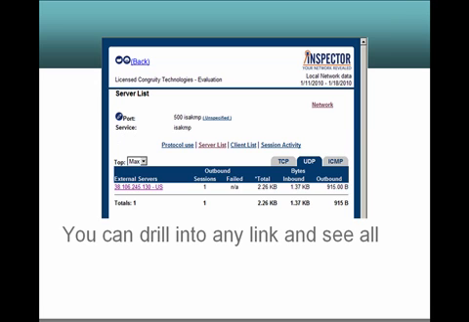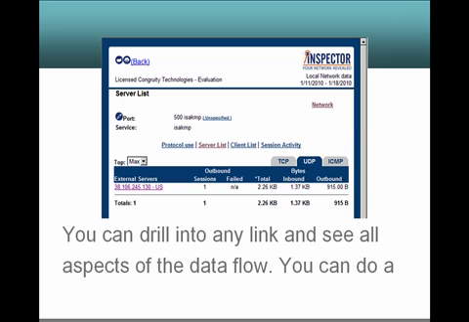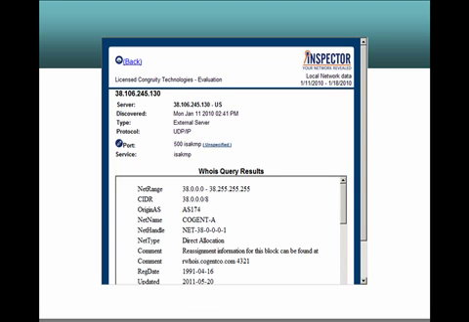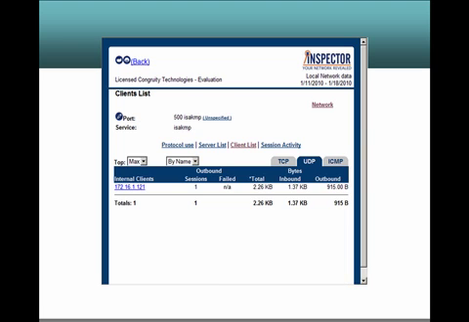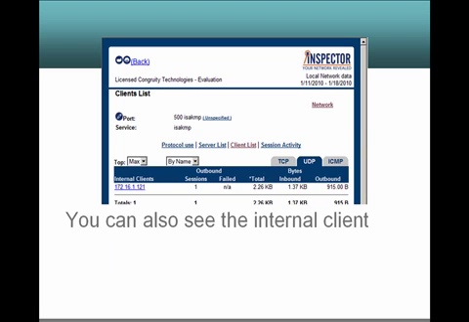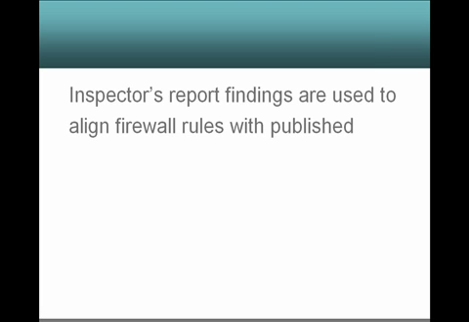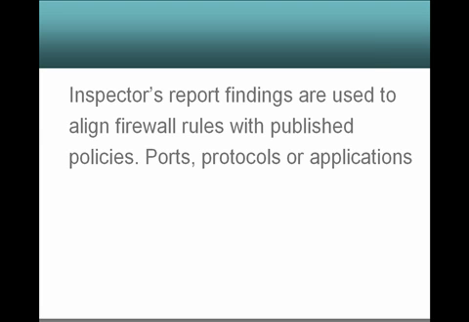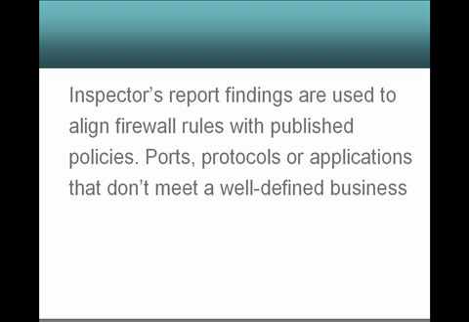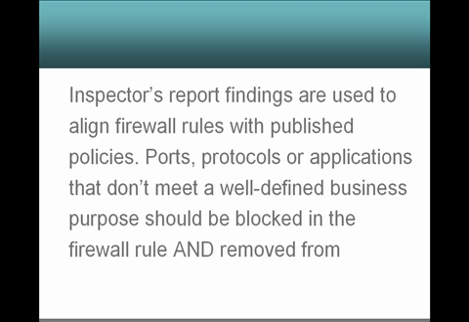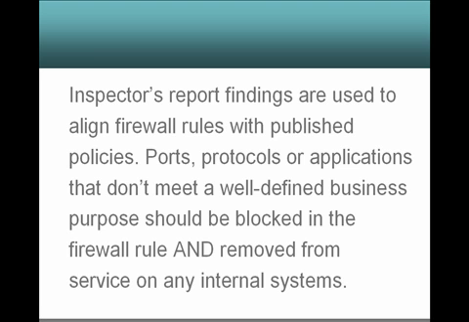You can drill into any link and see all aspects of the data flow. You can do a whois lookup to gauge potential risks. You can also see the internal client that made the request and determine if the access posed a breach or threat. Inspector's report findings are used to align firewall rules with published policies. Ports, protocols, or applications that don't meet a well-defined business purpose should be blocked in the firewall rule and removed from service on any internal systems.